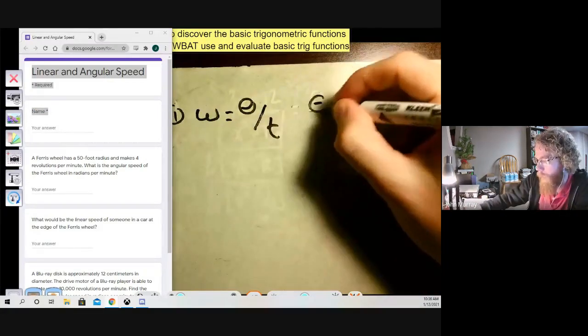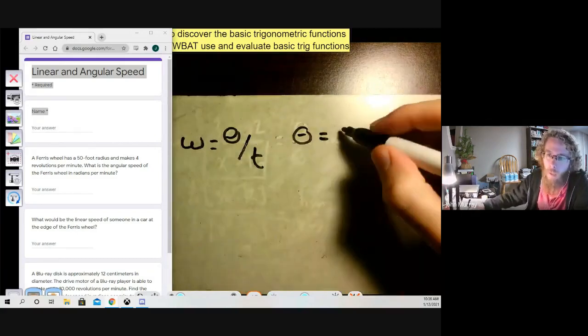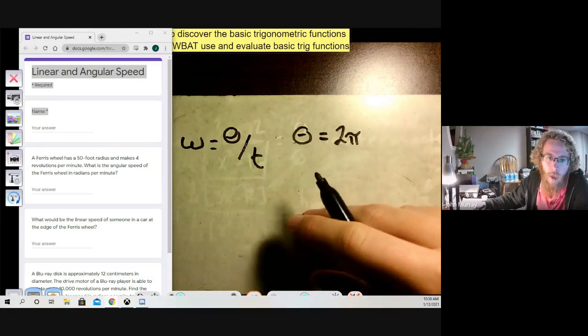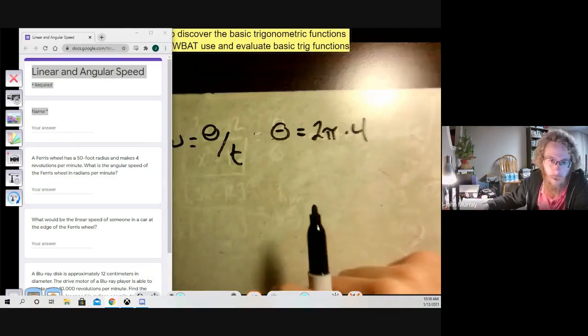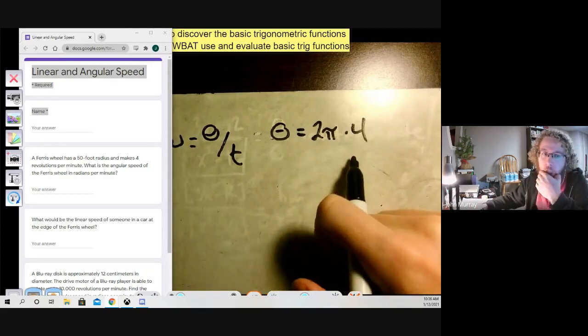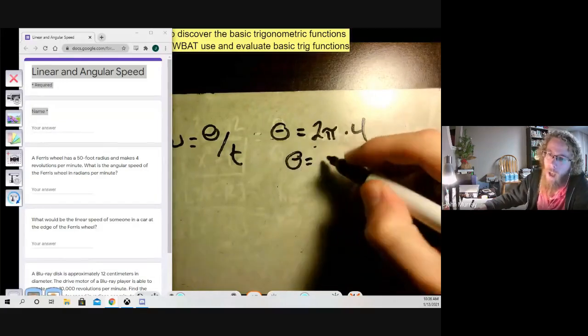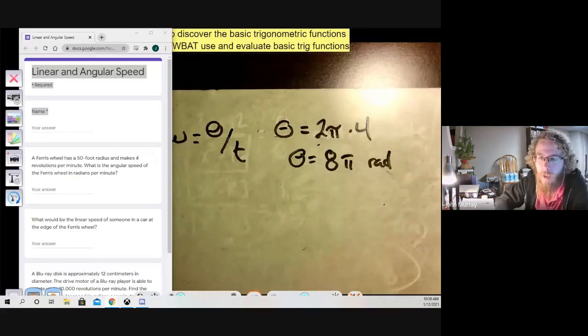So for our theta, again, 1 rotation, remember, is 2 pi radians. And we're doing that 4 times. So 4 revolutions in 1 minute. Every revolution is 2 pi. So the angle that we cover is 8 pi radians.